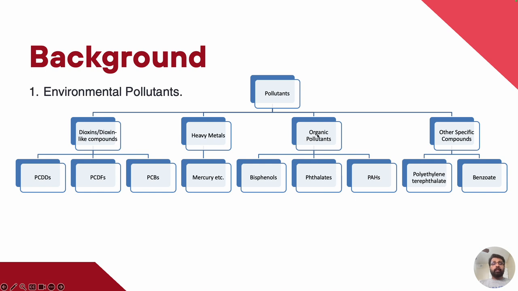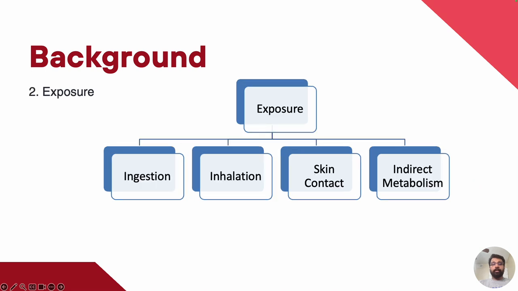Another pollutant category that they studied was organic pollutants, which includes bisphenols, phthalates and polycyclic aromatic hydrocarbons. So those types of groups are found in perfumes and that kind of chemicals. The last group that they studied was other specific compounds that includes PET, which is polyethylene terephthalate, and benzoate, which is a food additive. So these are the environmental pollutants that they primarily focused on in this study.